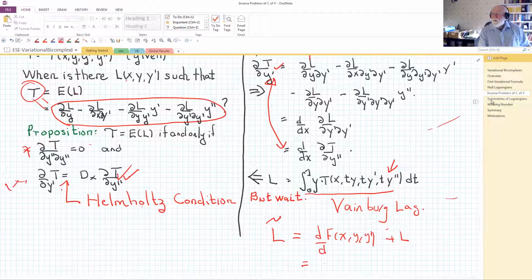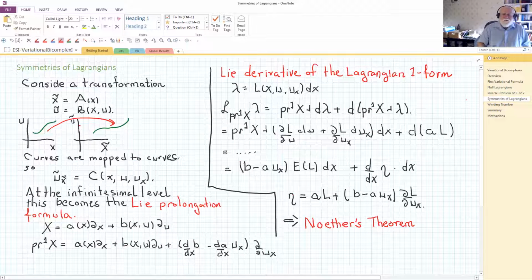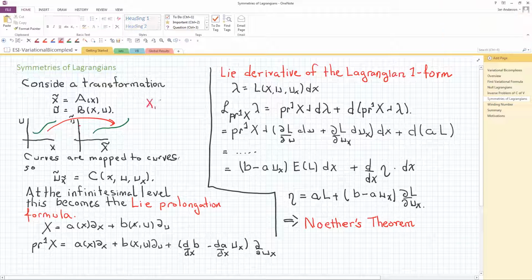No introduction to the calculus of variations would be complete, of course, without mentioning the famous Noether's theorem. And so let me just say a quick word about that. So let's consider a transformation. I've changed variables here on this slide. So in the previous slide.